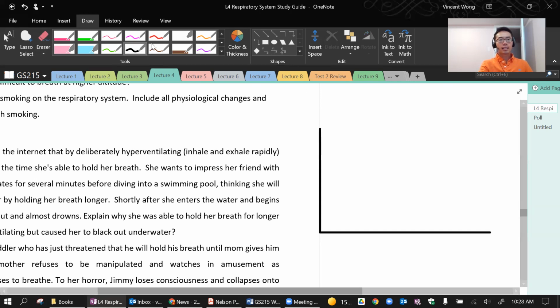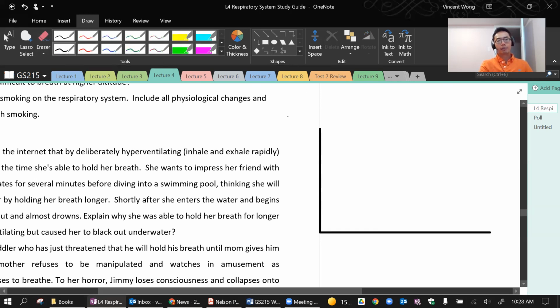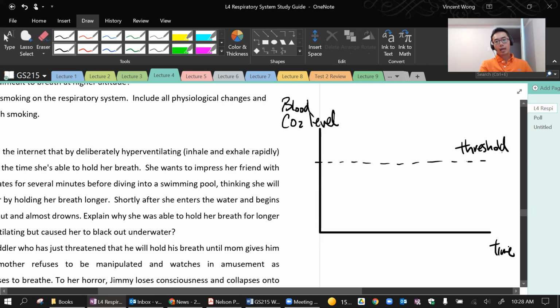So this is a graph that shows, for example, your carbon dioxide level in the blood, blood carbon dioxide level, we'll say. And then this is time. Everybody has a threshold. This is the threshold. If you exceed the threshold, if there is too much carbon dioxide in your blood, then the medulla oblongata is going to kick in and you will have to breathe.